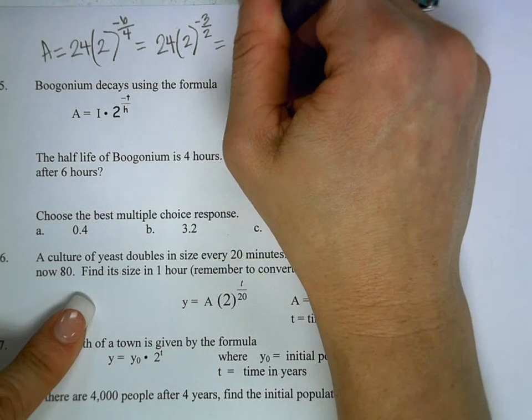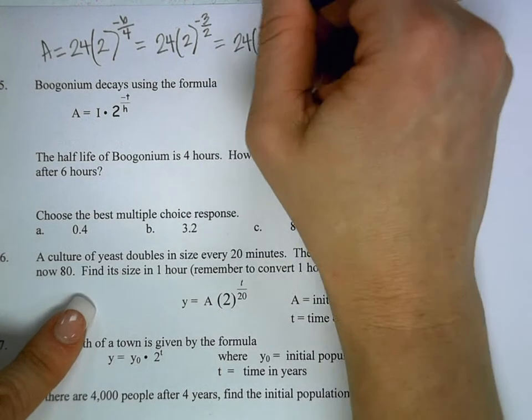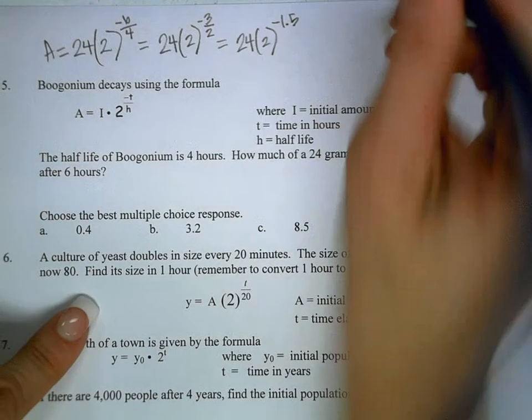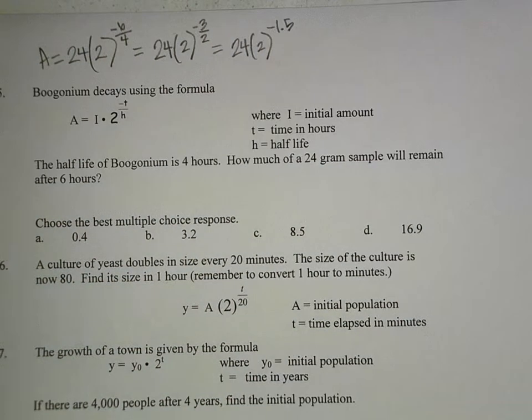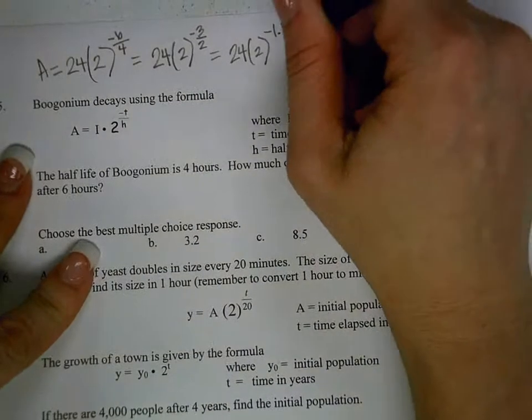1.5. So the negative 1.5. Do you know how to find what is 2 to the negative 1.5? Nope. Not so much, right? Nope. But I can approximate.